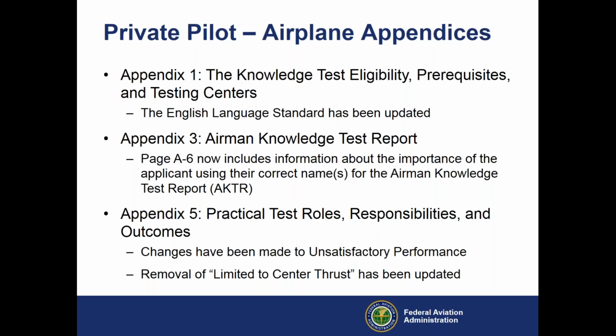Appendix 5, Practical Test Roles, Responsibilities, and Outcomes, has additional information. For unsatisfactory performance, there have been some changes here also. We have heard for years the complaint, why does the applicant fail the entire area of operation if they only failed one task? Well, the answer is found in the rule. Due to this being anchored in Part 61, we cannot make that change here. We must follow what the rule allows or does not allow.